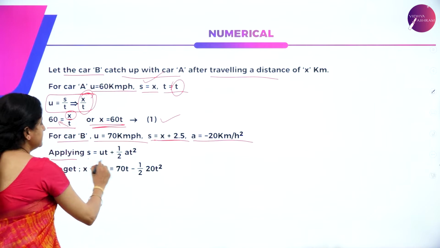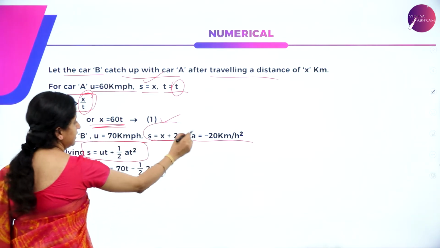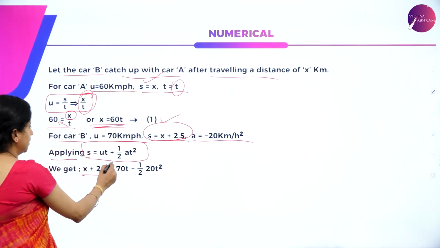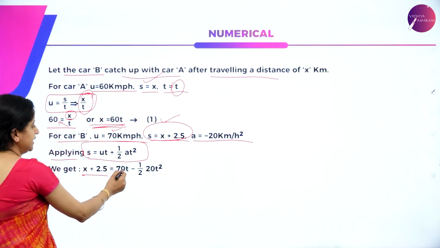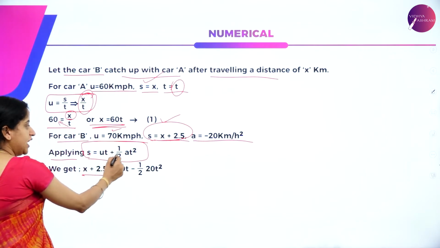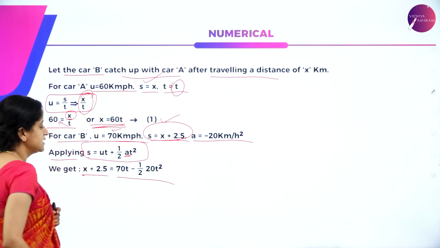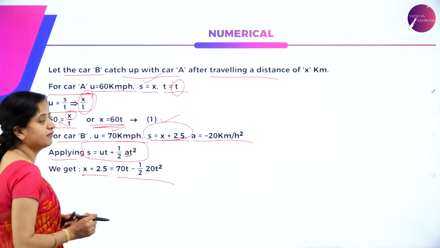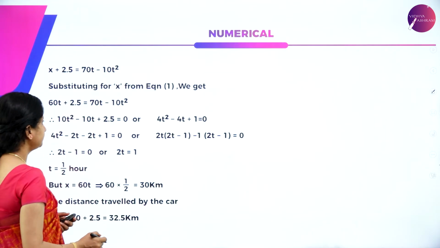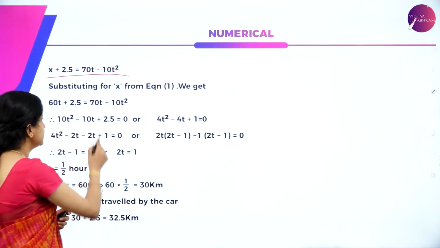So applying S is equal to ut plus half at square, we get S is nothing but x plus 2.5. So substitute the same, x plus 2.5 is equal to, for car B, U is 70 into t minus half 20t square, because here though we have plus, A value is minus 20 and plus into minus will be minus. So 70t minus half 20t square. So now let us simplify. Twos are... we will get x plus 2.5, which is equal to 70t minus 10t square.